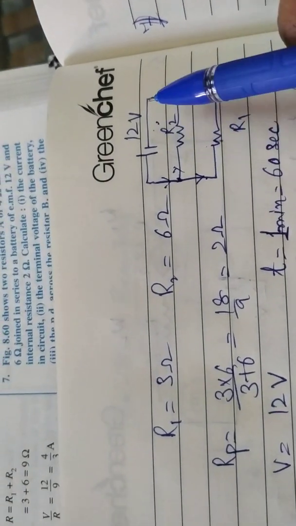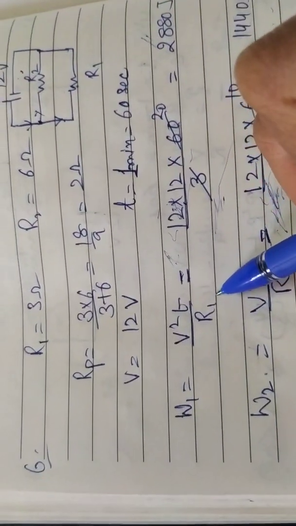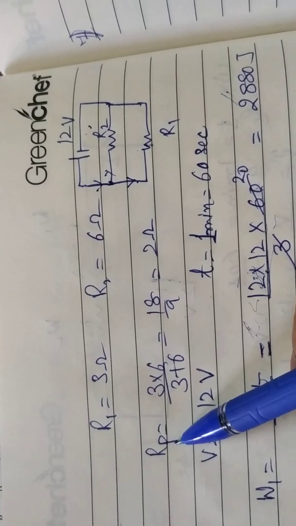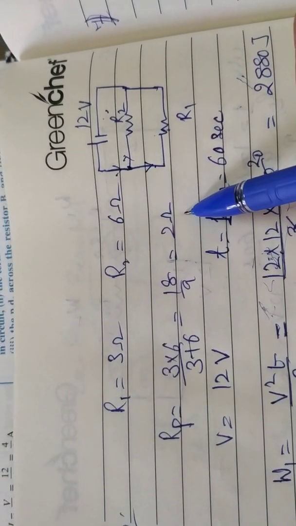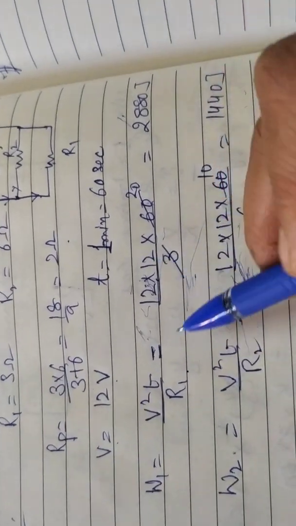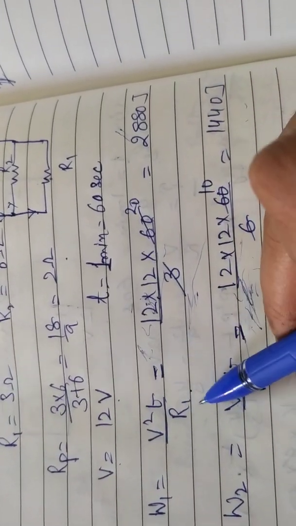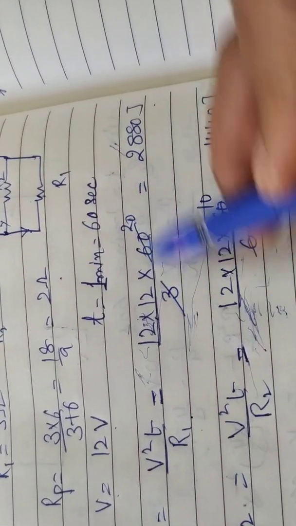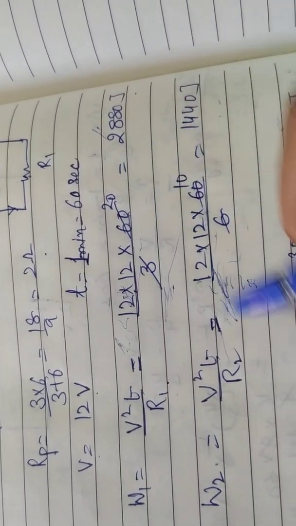So I will prefer to use this formula now, right? First of all, RP, the parallel resistance, comes out 2 ohms, voltage is 12 volt. W1 comes out V square by R1 into T, 2880 joule by calculating and substituting all the values.